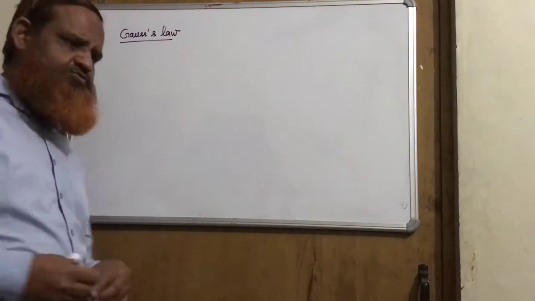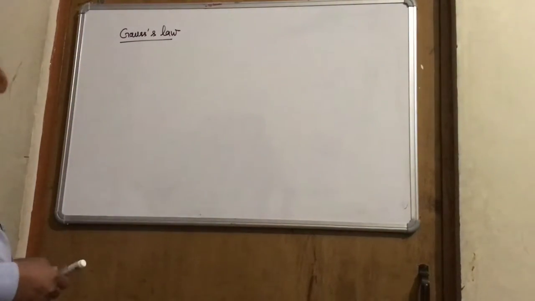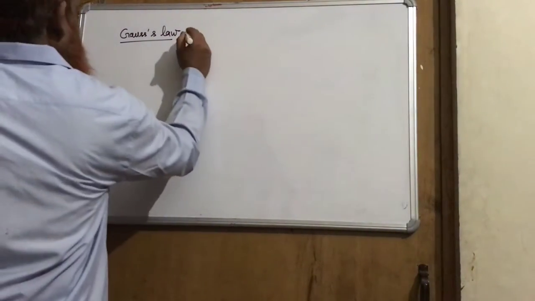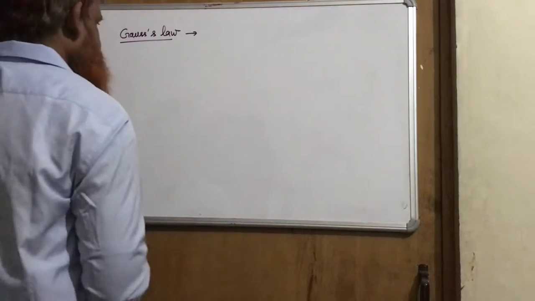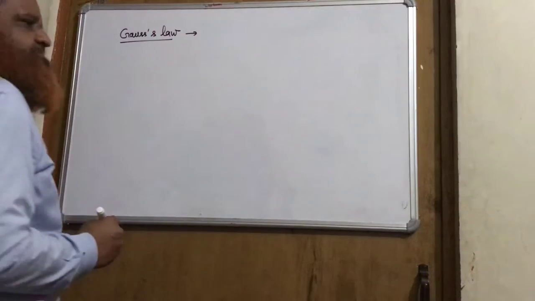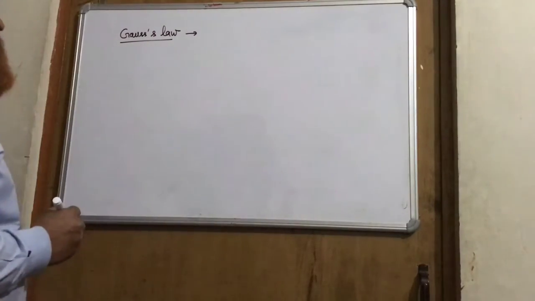Today I will teach you one law, also known as a theorem, that is Gauss's law or Gauss's theorem. According to this, the total flux enclosed by the surface is equal to the net charge enclosed by the surface divided by epsilon naught in vacuum.